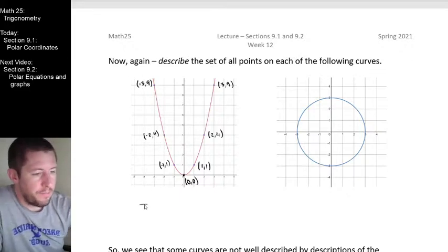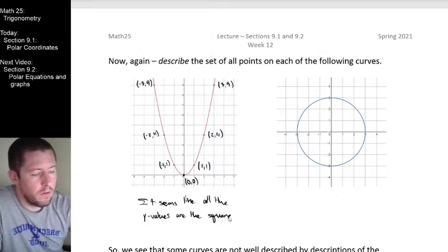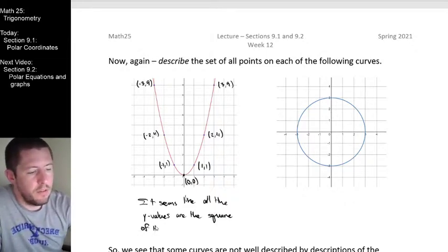It seems like all the y values are the square of the x values.